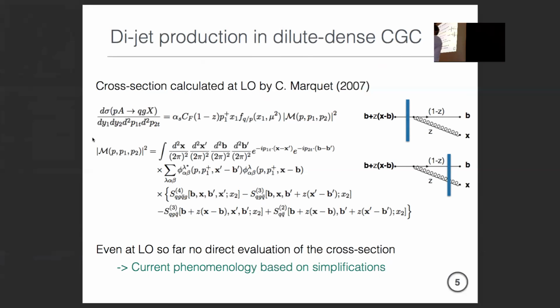This is what Cyril did more than 10 years ago. The cross section looks like this: the usual stuff up front, and then you basically have all the matrix elements of the color fields, which correspond to the different possibilities that this can happen in the amplitude and in the complex conjugate amplitude. So you can either have scattering of a quark, or scattering of a quark-gluon projectile, and then all the different combinations in the amplitude and complex conjugate amplitude.